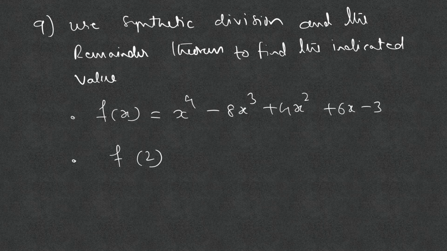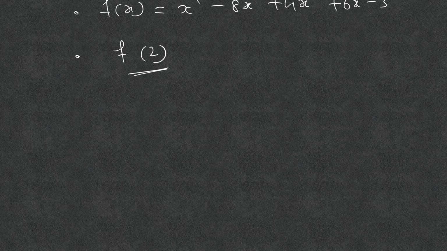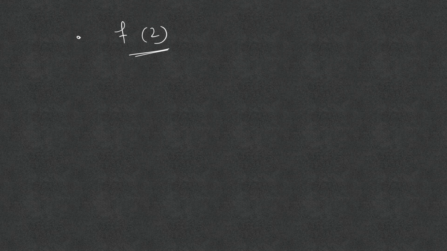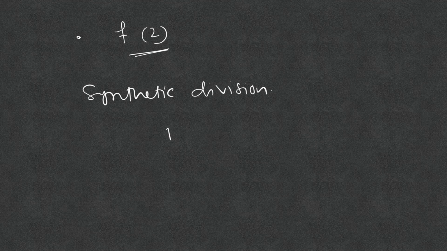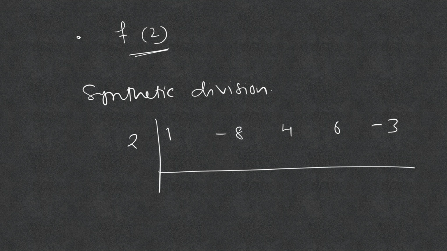Given a function f of x equals x to the 4 minus 8x cubed plus 4x squared plus 6x minus 3, use the remainder theorem to find f of 2. The function f of x is arranged in descending powers of x. So we'll use synthetic division to divide the function f of x by x minus 2. Write the coefficients of f of x as shown here.